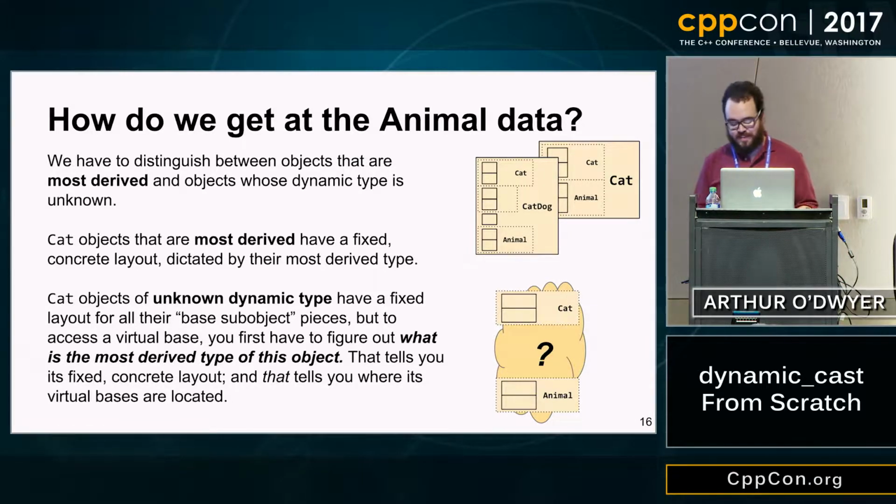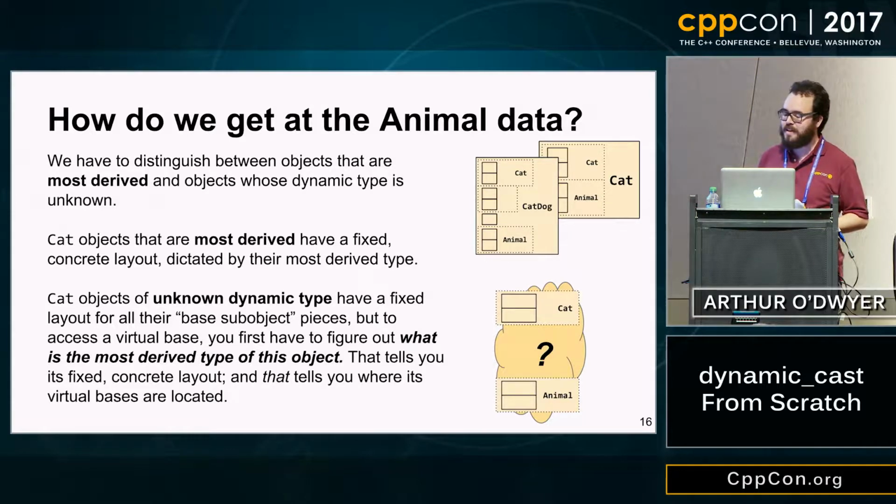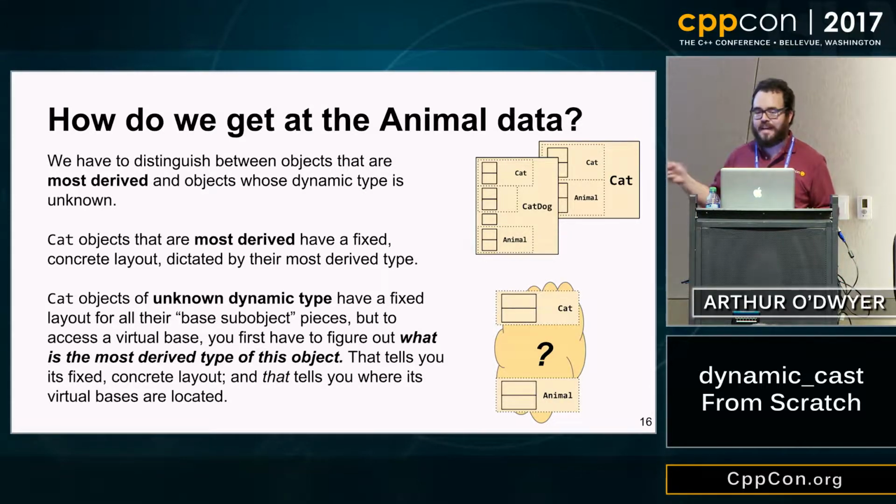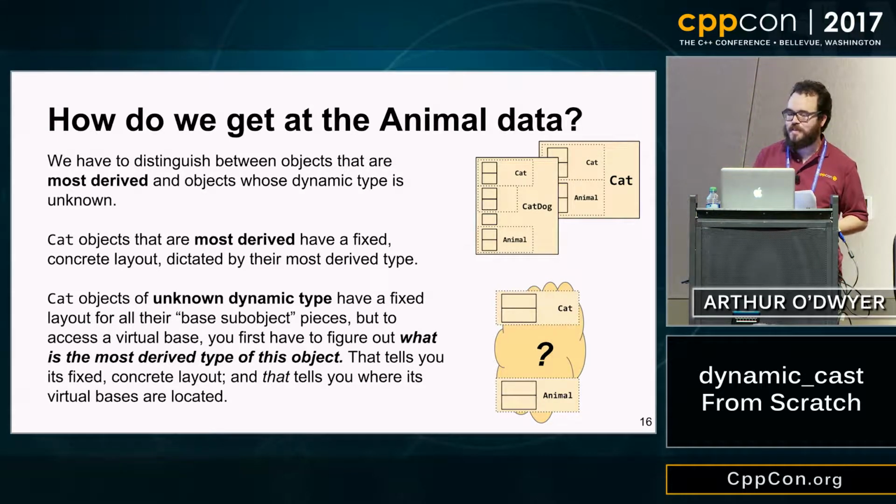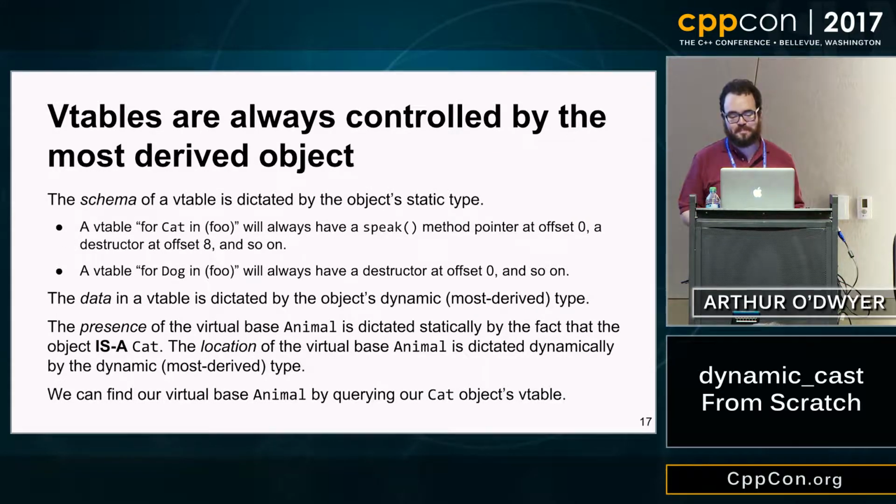So how do we figure that out? How do we find out at runtime, given that I have a pointer to a cat, given that I have a pointer to an animal, how do I figure out its most derived type? I can't do that statically. I have to do that dynamically somehow at runtime. How do I do that? Well, we have a place for stuff that's determined dynamically at runtime. That place is the vtable.